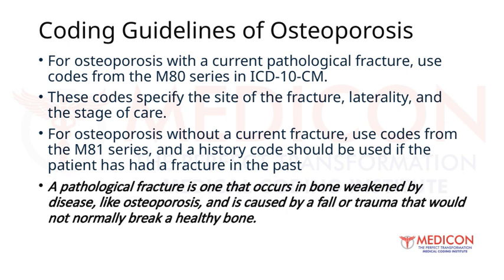Now, let's clarify what a pathological fracture actually is. It's a fracture that occurs in a bone that's already weakened by disease, such as osteoporosis. What's key here is that the fracture is caused by a fall or trauma that wouldn't normally break a healthy bone. This distinction is crucial because it impacts how we code and interpret the situation.